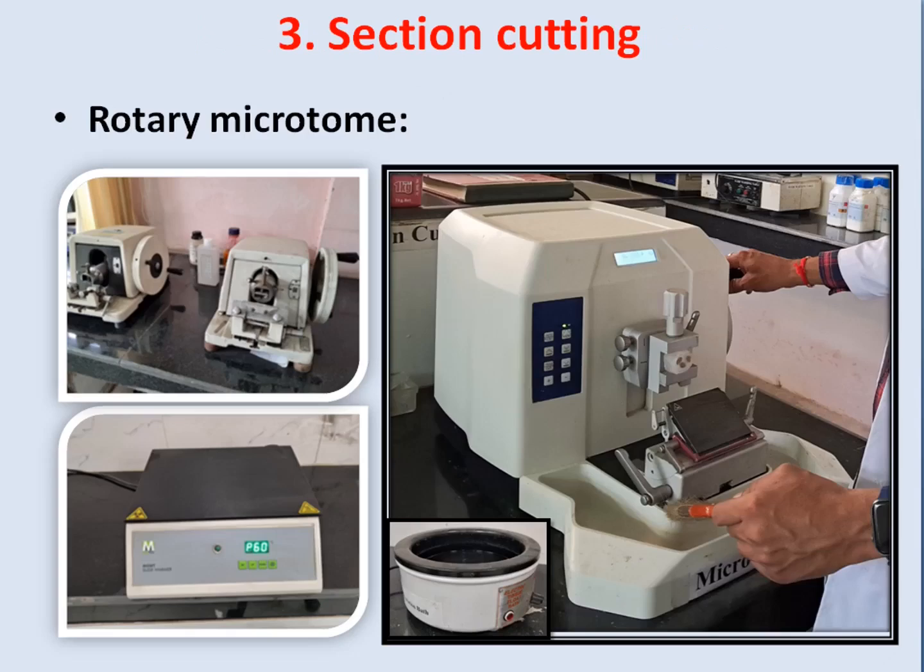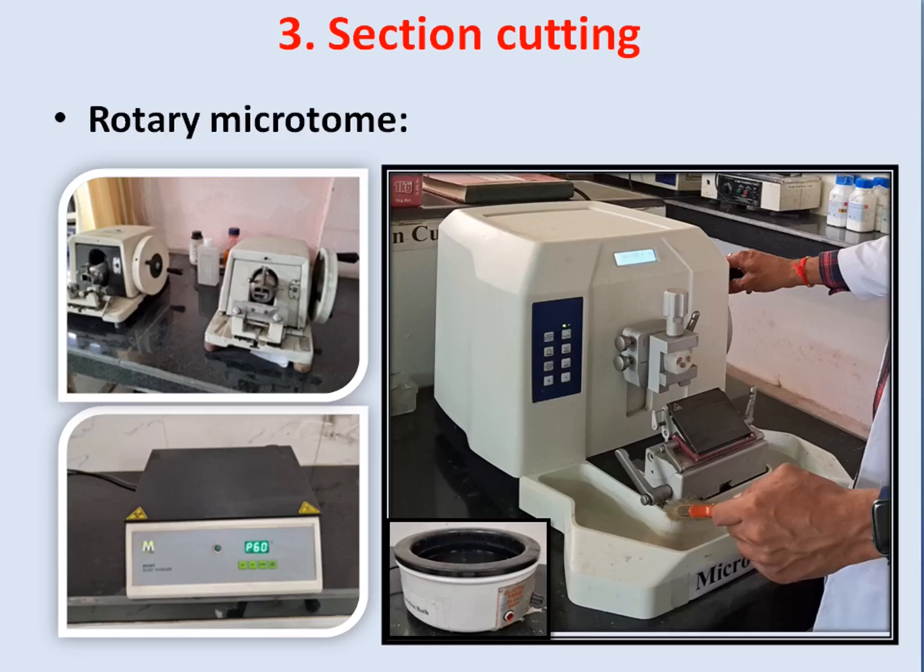Now, after the block has been made, we have to make the tissue sections. For making these tissue sections, we have to use a machine. It is known as a microtome or rotatory microtome. In the market, you will get three types of microtomes. First one is the manual or conventional microtome. Second one is the semi-automatic microtome, and third one is the fully automatic microtome.